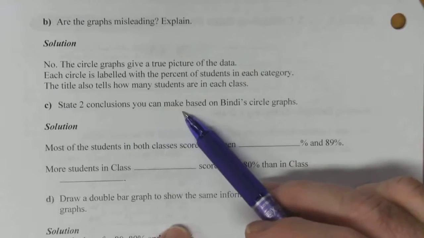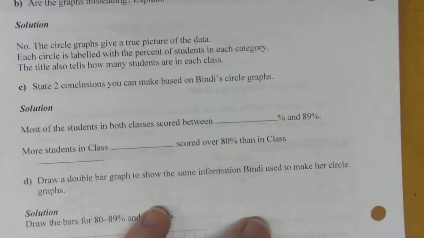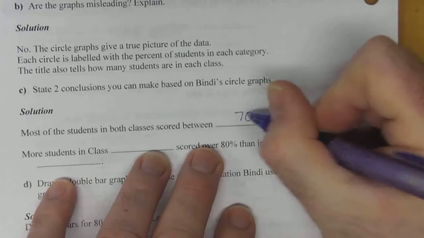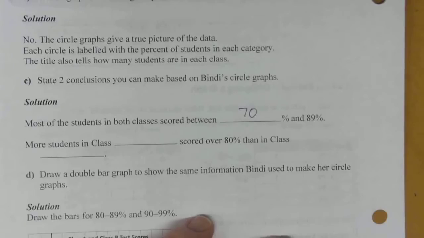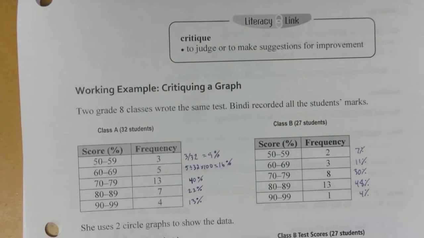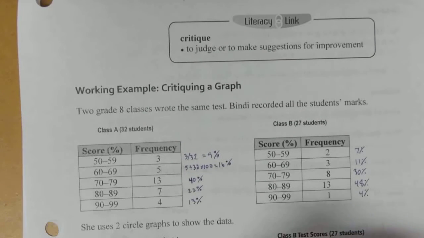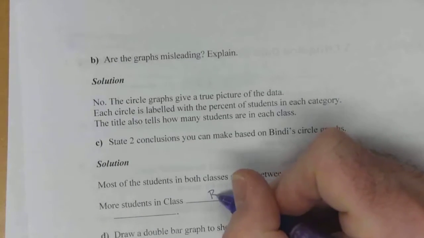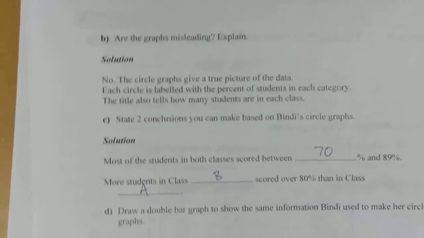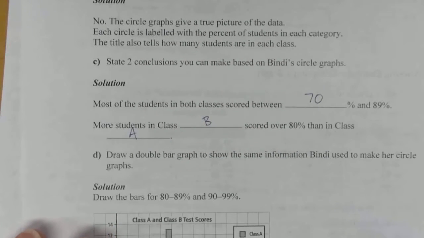State 2 conclusions you can make based on Bindi's circle graphs. Well, most of the students in both classes scored between 70 and 89%. Those are the biggest two chunks of the circle. And if you look back at it, over 80, we've got 35% that were in the 80s and 90s here, and on this one we're at 52% in the 80s and 90s. So more people scored above 80 in Class B. So more students in Class B scored over 80% than in Class A.